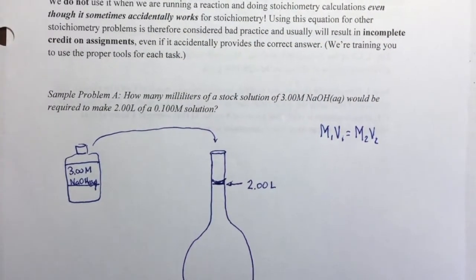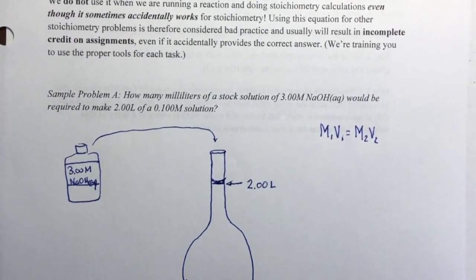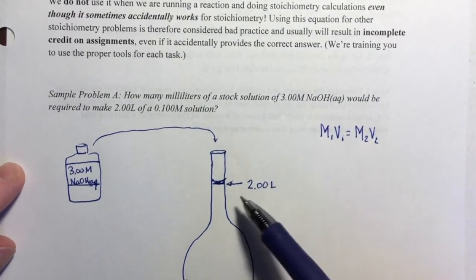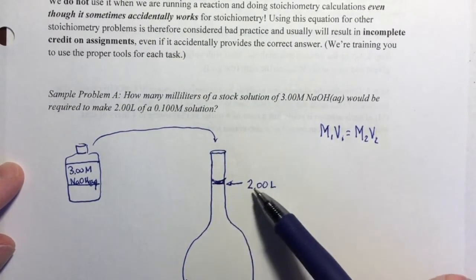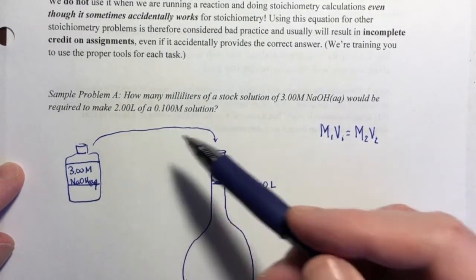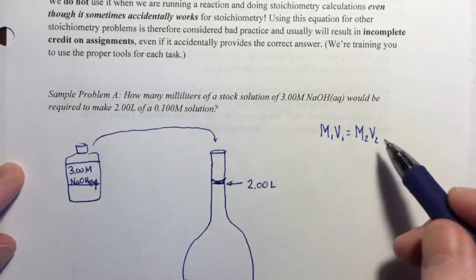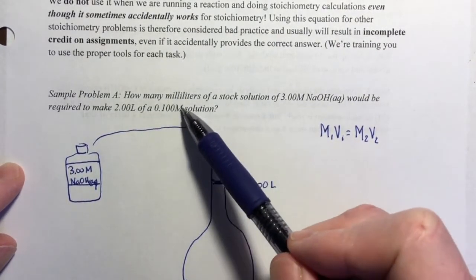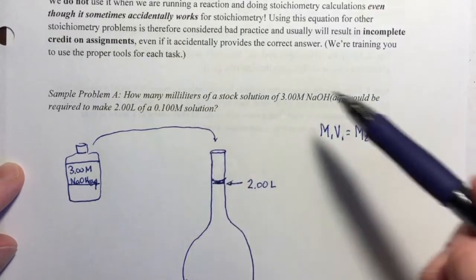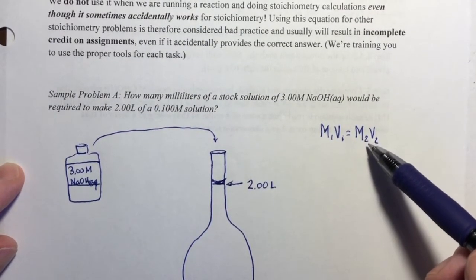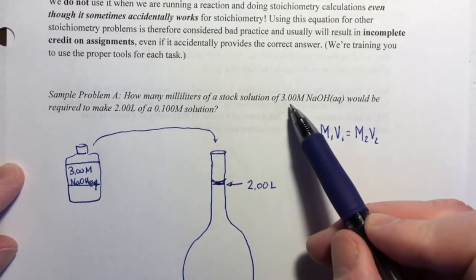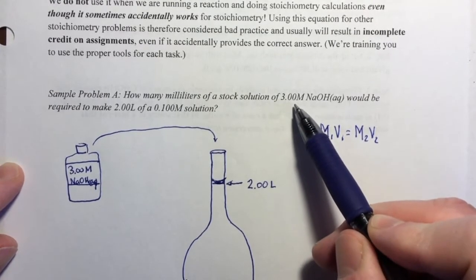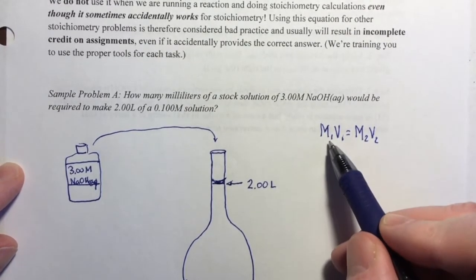And what we need to do is rearrange that equation to solve for the unknown. So what is the unknown? Well, I know my final volume. My final volume has to be 2.00 liters. I know my final solution's molarity, it's right there, so I know M2. I know my initial stock solution's concentration, it's right there, so I know M1.